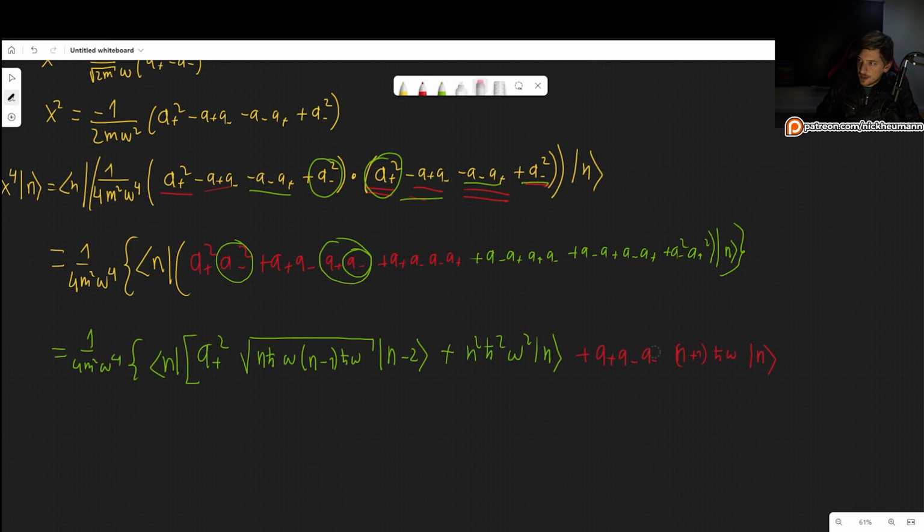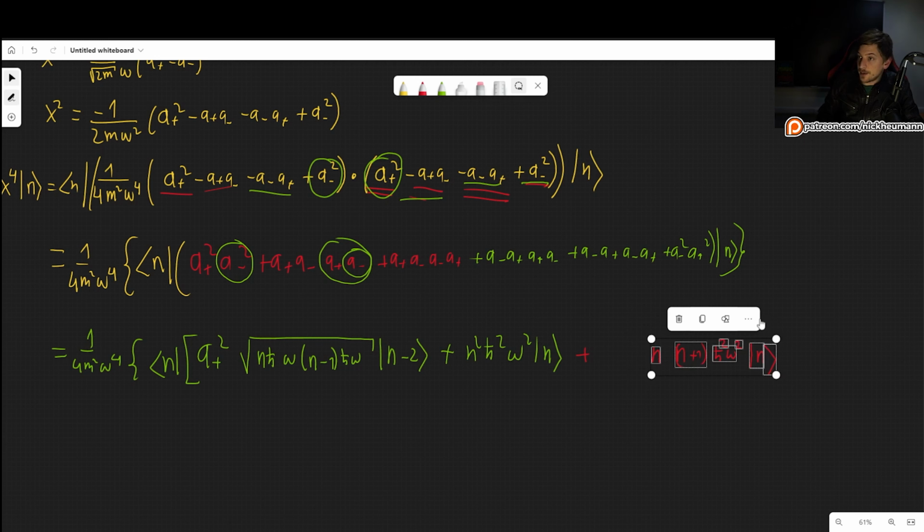Now that we already applied this, we are going to apply the lowering operator onto this, which gives us an additional square root of n h bar omega of n minus 1. And then onto this, we apply the raising operator, which is square root of n minus 1 plus 1 h bar omega, which gives us simply n h bar omega again, which makes this squared, and we are left with state n again. So basically here we have n times n plus 1 h bar squared omega squared.